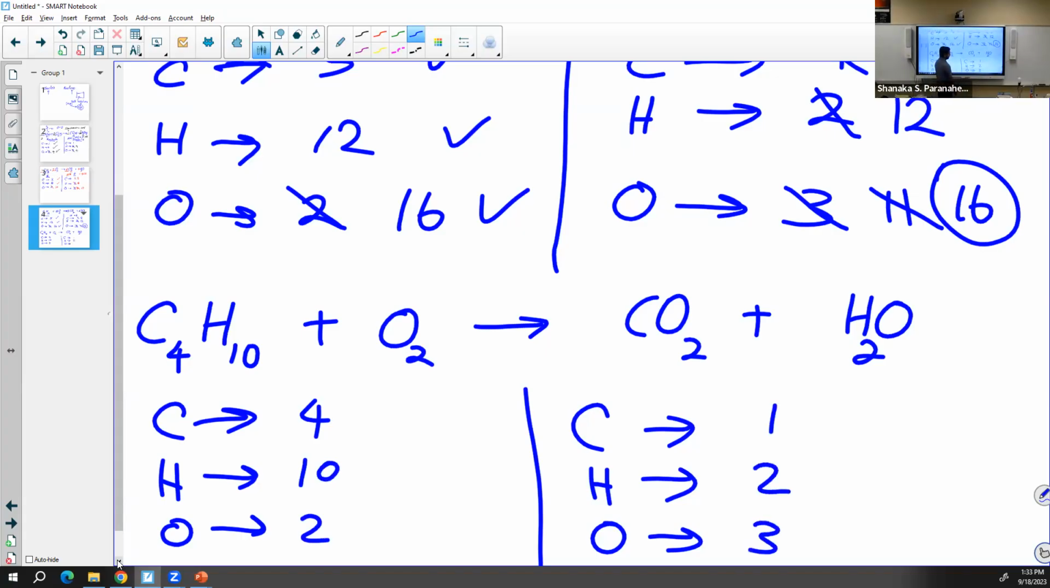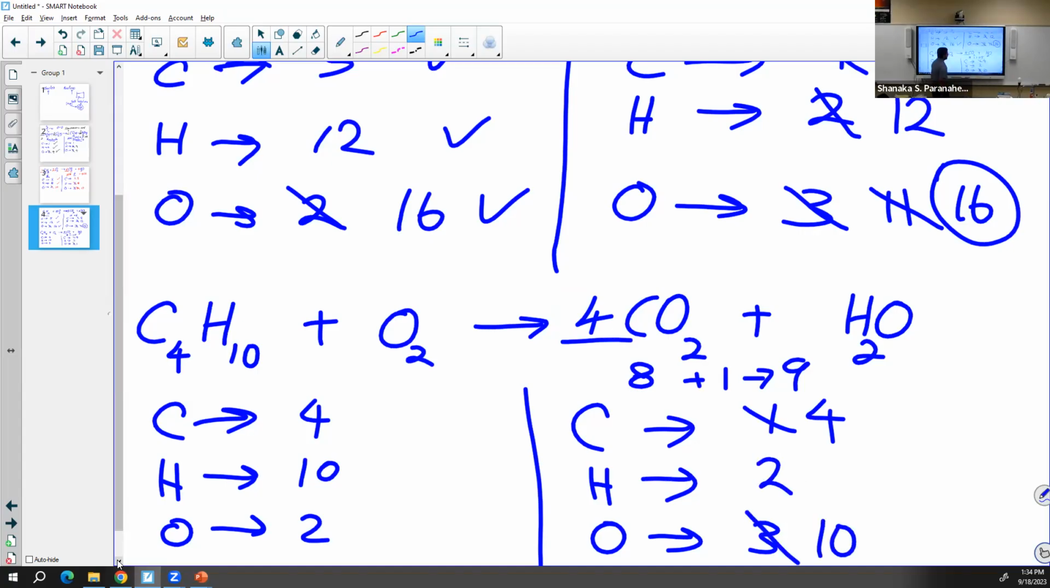2, 3. Okay. So now again we are going to start from carbon. 4 versus 1. So that number is 4. Okay, so we have to update numbers. 4 times 1, 4 carbon. New number of oxygen, 4 times 2, 8, plus 1. Sorry, 9. So 8 plus 1 is 9. My bad.